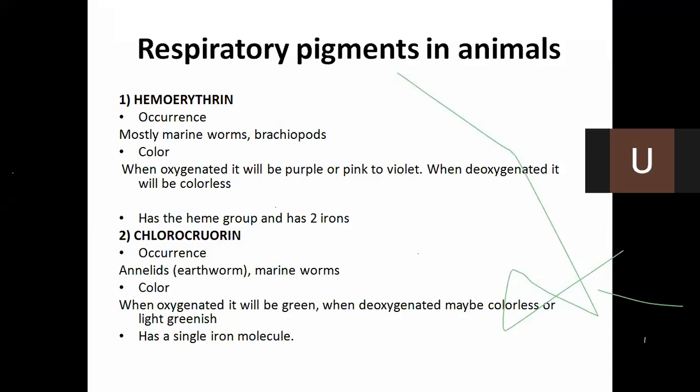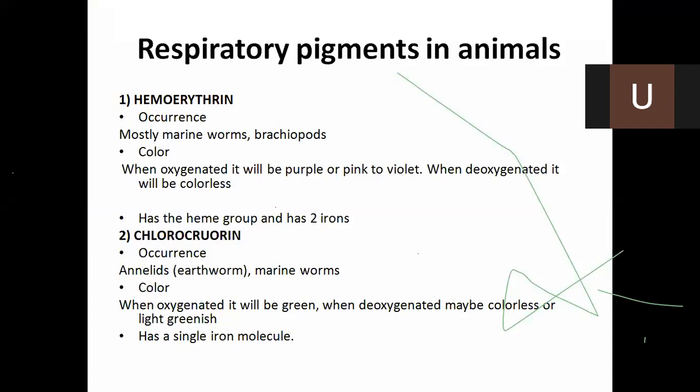Okay. Now there is a small topic, it's not in your book, but it is better to understand the differences. It is better to know which other types of respiratory pigments there are. It helps in the MCQs a lot.